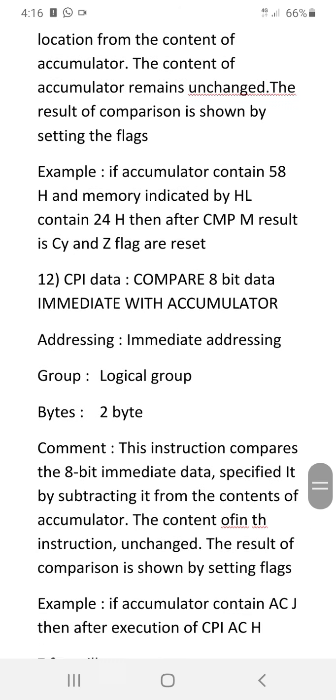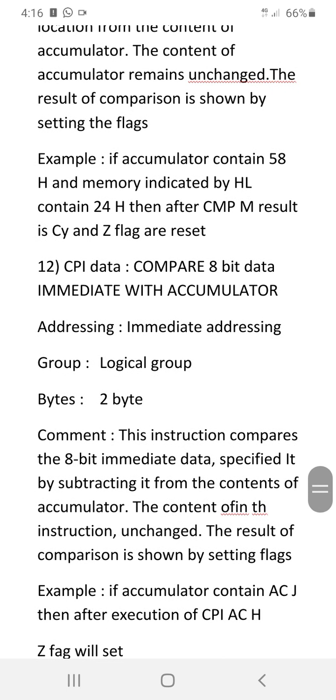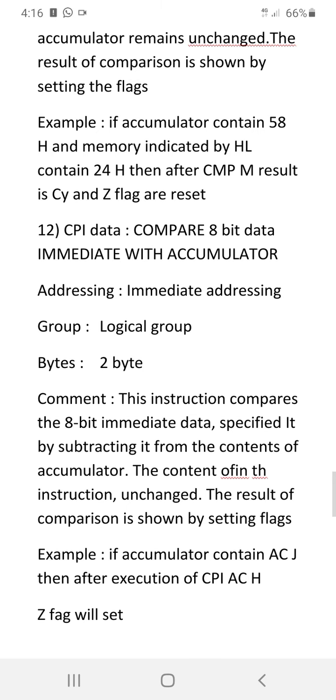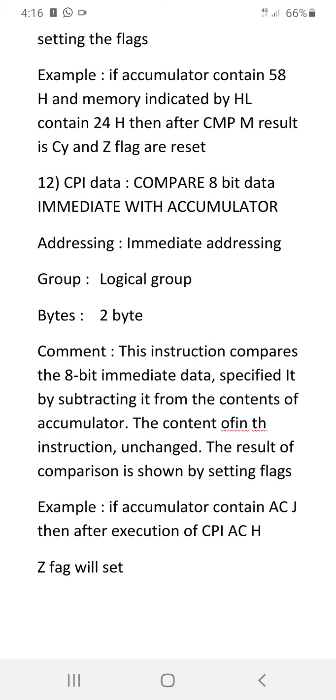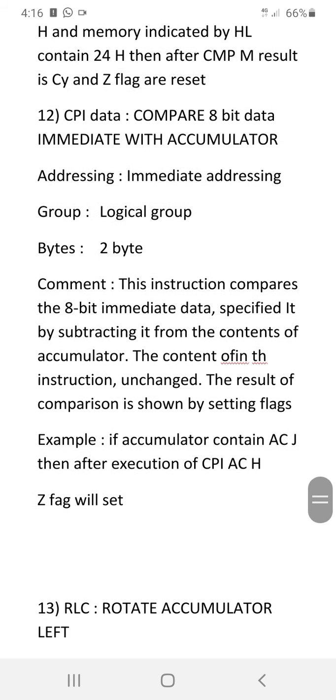For example, consider accumulator content 58 hex and memory indicated by the HL pair content 24 hex. Suppose the HL pair indicates C00 hex and that C00 hex contains 24 hex. Then after execution of CMP M, what will happen? The memory content is less than the accumulator content. Both carry and zero flags are reset. As we said earlier, there is no change in memory or in the accumulator, but we see the result in the carry flag and zero flag. Both get reset, which suggests that the accumulator data is greater than the memory data.